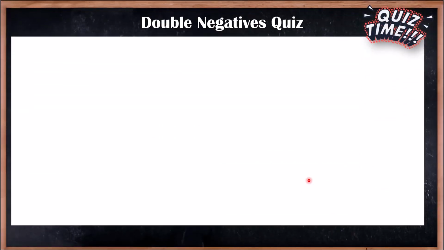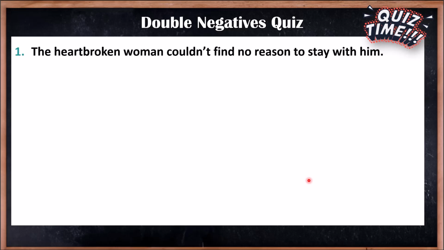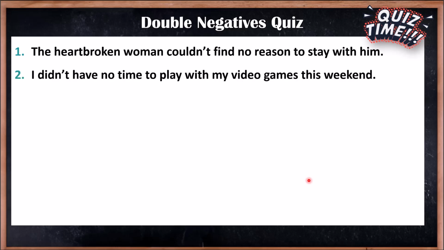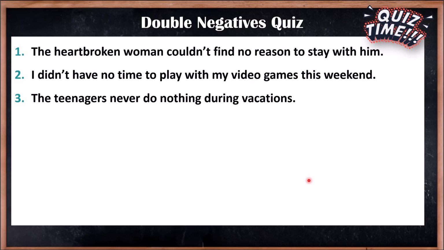So now it's time for our quiz. There are 8 sentences in total. You must identify the double negatives and correct any double negatives that must be corrected. Let's begin. Number 1. The heartbroken woman couldn't find no reason to stay with him. Number 2. I didn't have no time to play with my video games this weekend. Number 3. The teenagers never do nothing during vacations. Number 4. My uncle rarely eats any junk food.